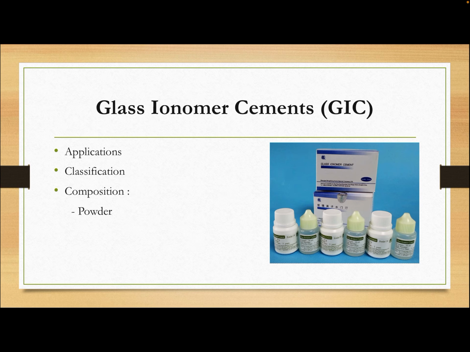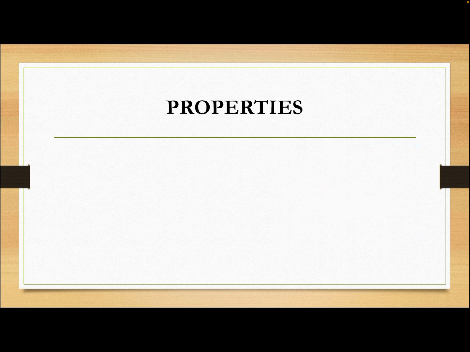The powder is an acid soluble calcium fluoroaluminosilicate glass, which is similar to that of silicate, but it has a higher alumina silica ratio, so this increases its reactivity with the liquid, which is originally composed of 50% aqueous solution of polyacrylic acid. But this composition made it very viscous with a tendency to become a gel. So modern glass ionomer liquids are in the form of copolymers.